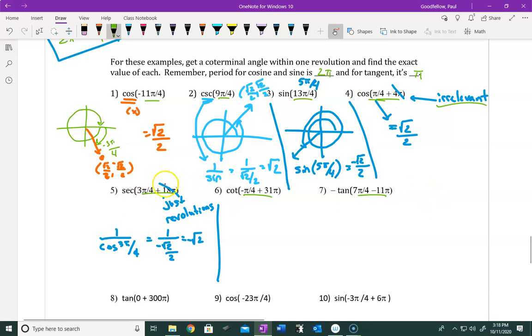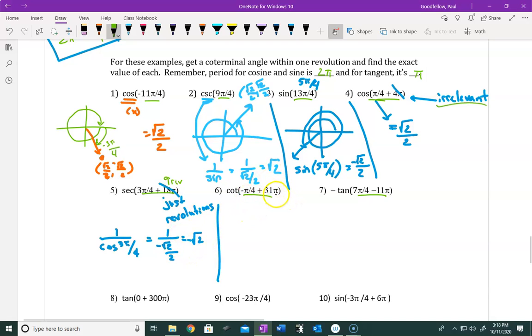So if you have even rotations, they're just revolutions that have been put in there. That's like 9 revolutions is really what's going on in there. This will end up at 3 pi over 4, 1 over cosine of 3 pi over 4. 3 pi over 4, cosine, all students, second quadrant, cosine is negative, so it should be negative root 2.